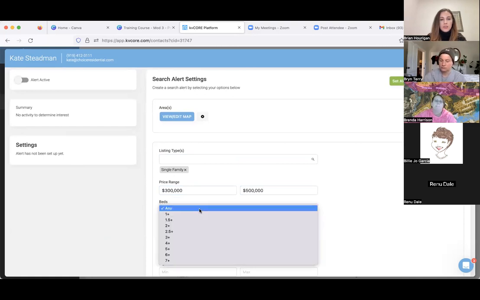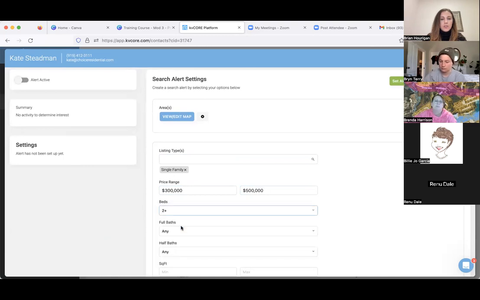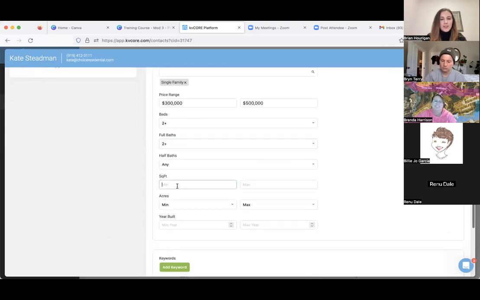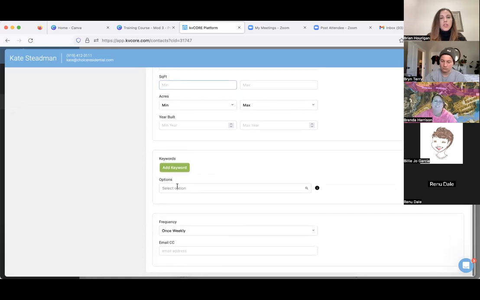All right. We'll say, I wonder what 2.5 beds are. It's weird. I've never seen that. All right. We'll leave that for now, right? I'm keeping this criteria very broad.